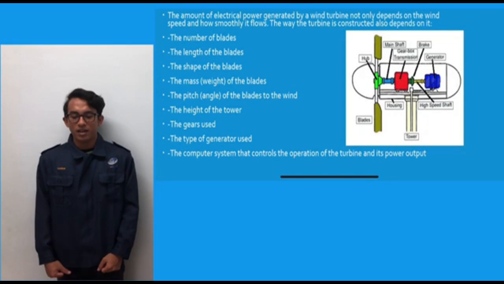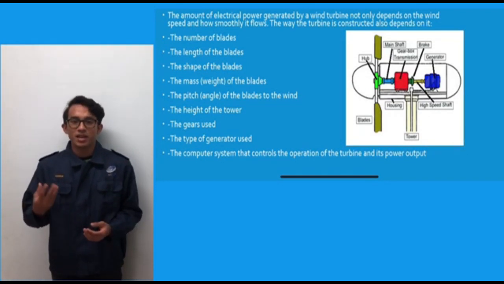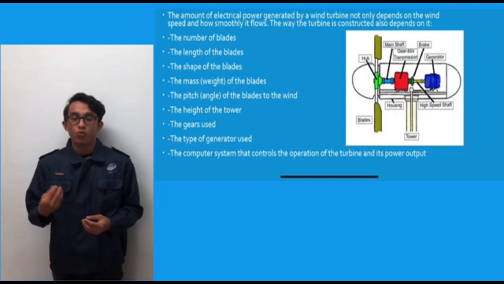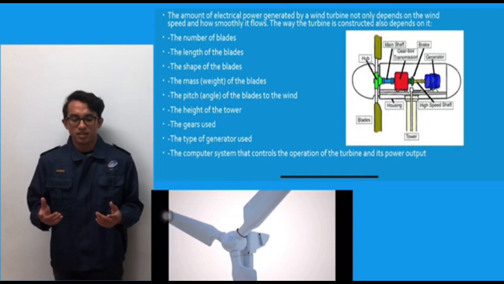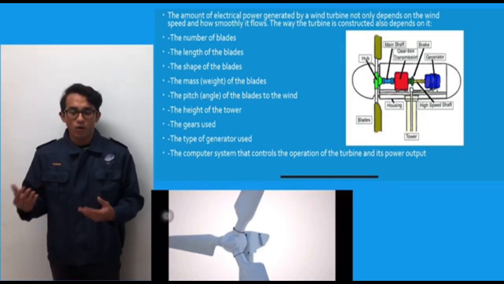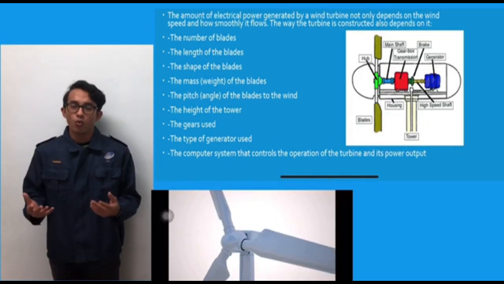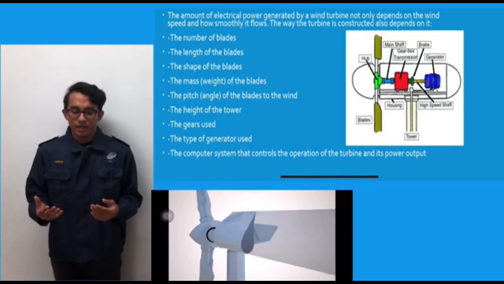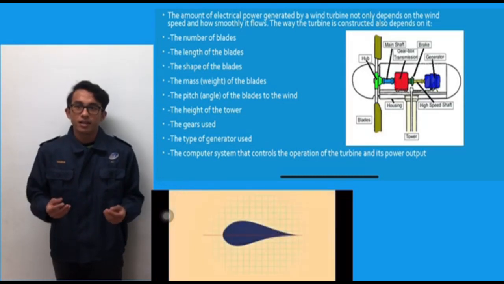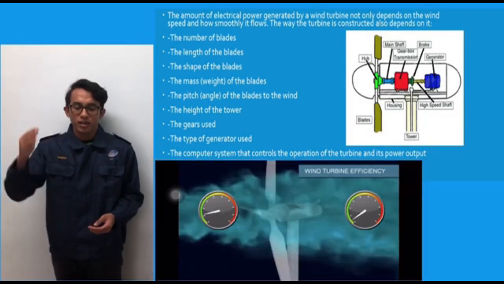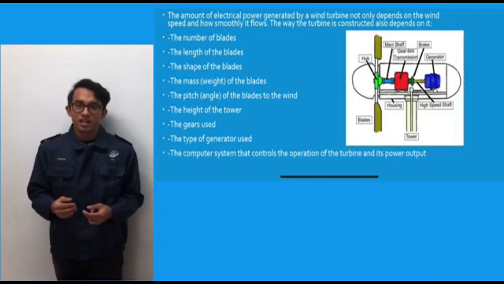The amount of electrical power generated by a wind turbine depends on many factors, not only on the wind speed. The first factor is the number of blades. Second is the length of the blades, the shape of the blade, and the mass or weight of the blades. Next is the pitch angle of the blades to the wind, the height of the tower, the gear used, and the type of generator used.